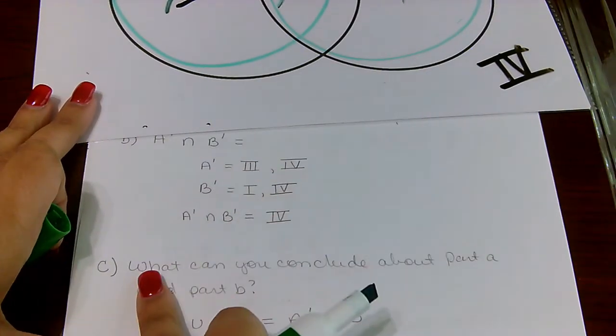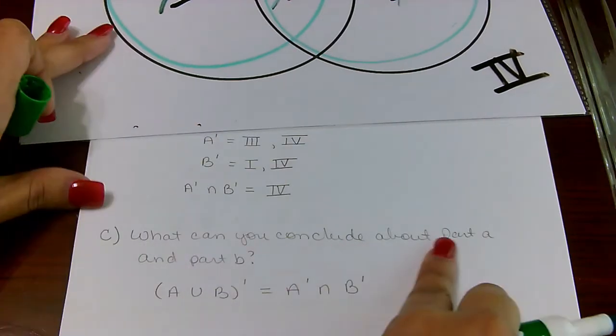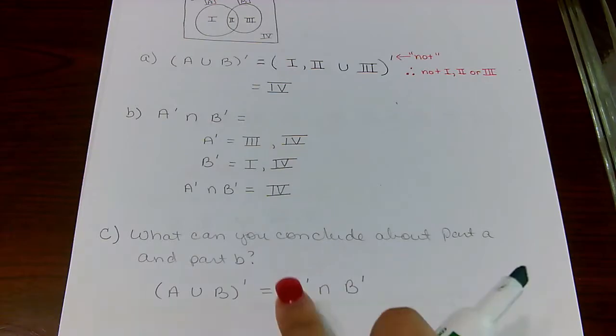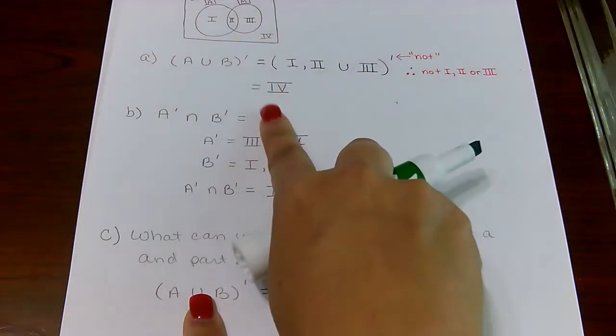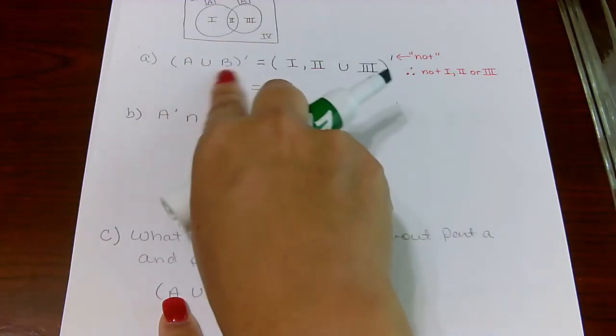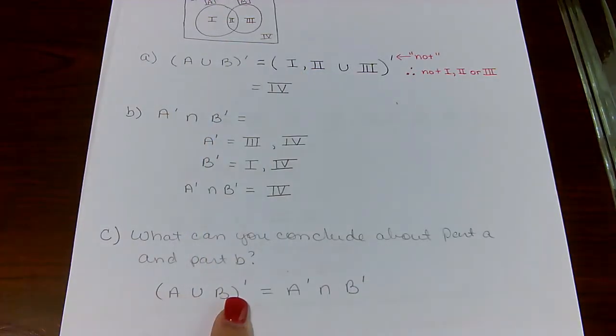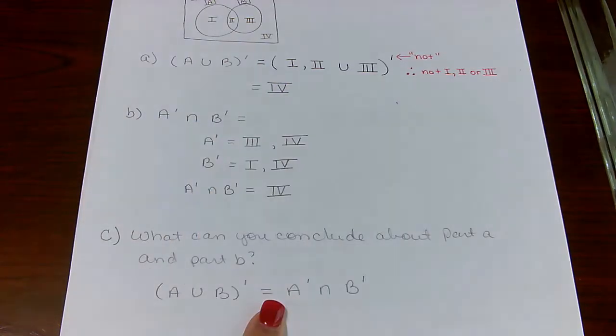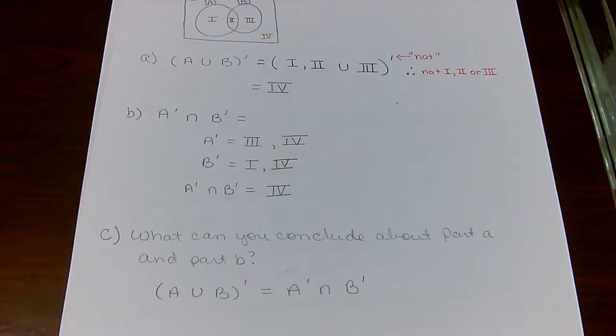Okay. Now part C says, what can you conclude about part A and part B? Well, if we end up with the exact same region, we can say that not (A or B) has to equal not A and not B. Okay, that's what we can conclude for this part here.